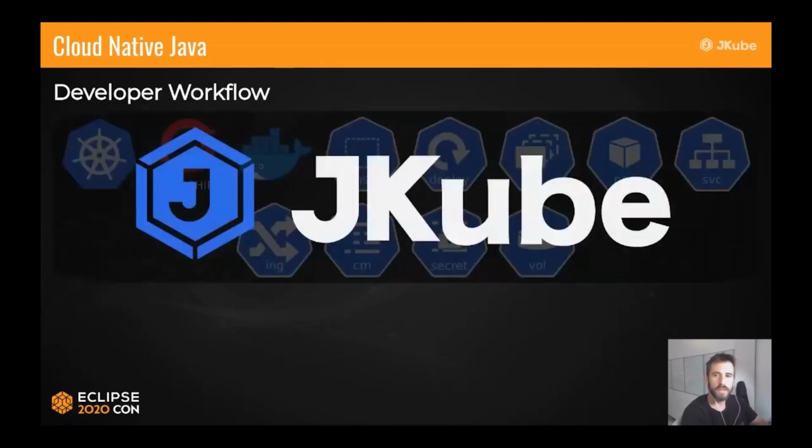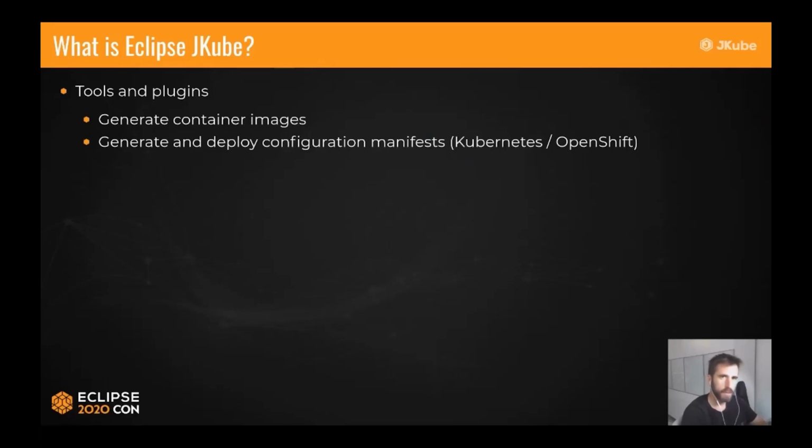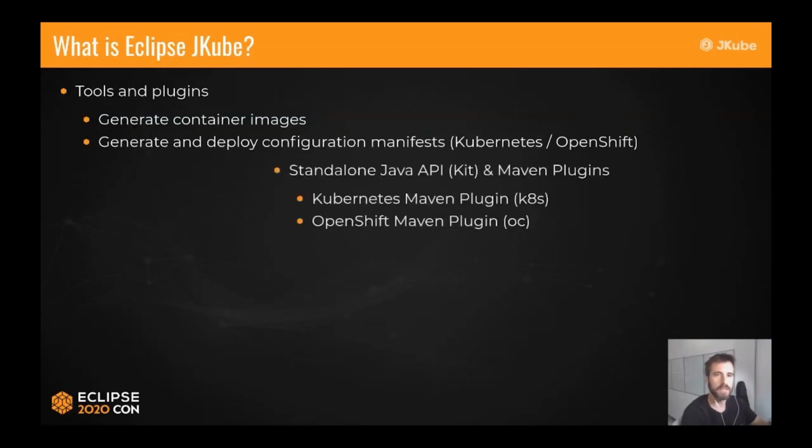So here is where JKube comes in handy, because it actually tries to abstract away the implications and the implementation details of all of these kinds of configurations and all of these additional tasks that we need to deal with. So what's Eclipse JKube? Eclipse JKube is a set of tools and plugins that will actually help you generate these container images and then generate these configuration manifests and actually apply them into the cluster.